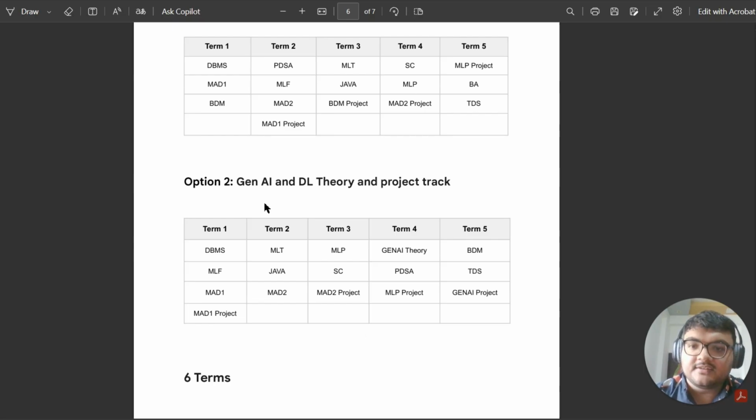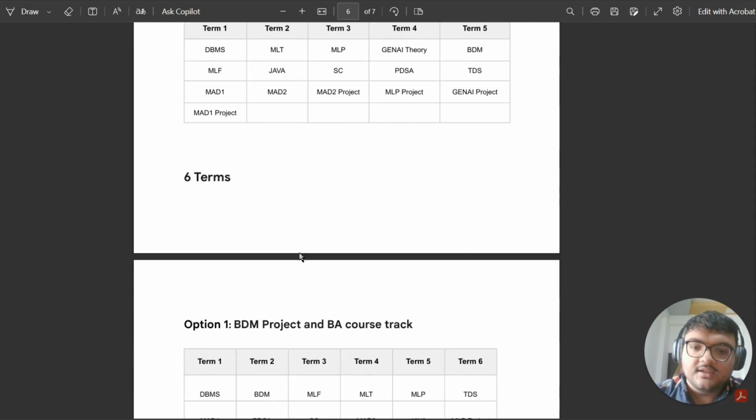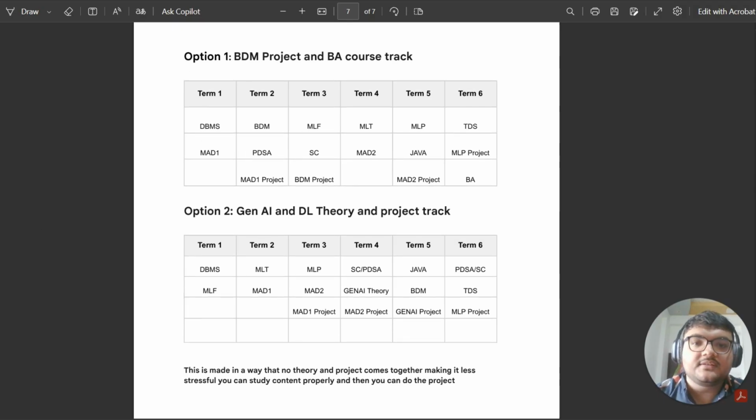For dual degree students, as I discussed, consider the points that I made, and you're good to go. Then this 6-term structure is there: DBMS, MAD 1 and so on. For dual degree students, this is the best choice they can take. In 2 years they can complete the diplomas with the degrees.